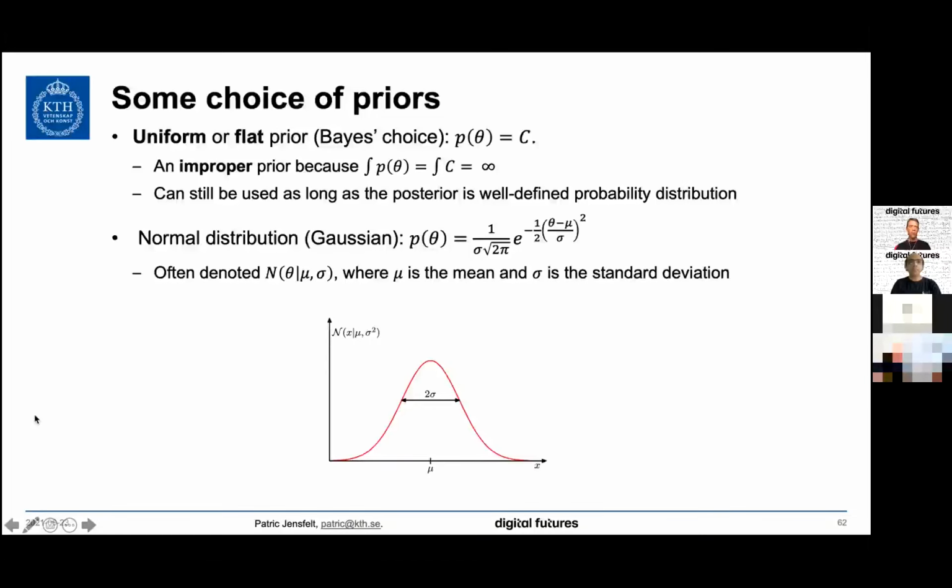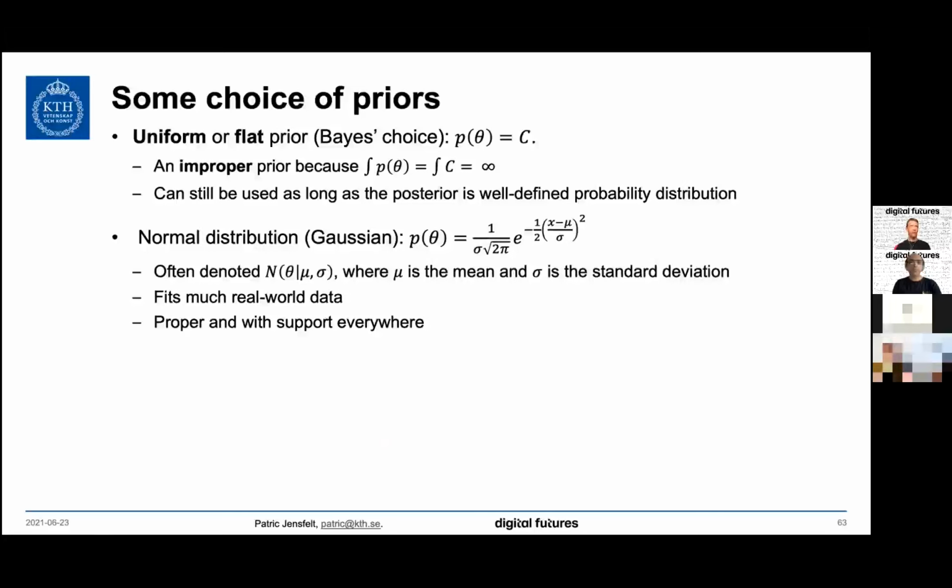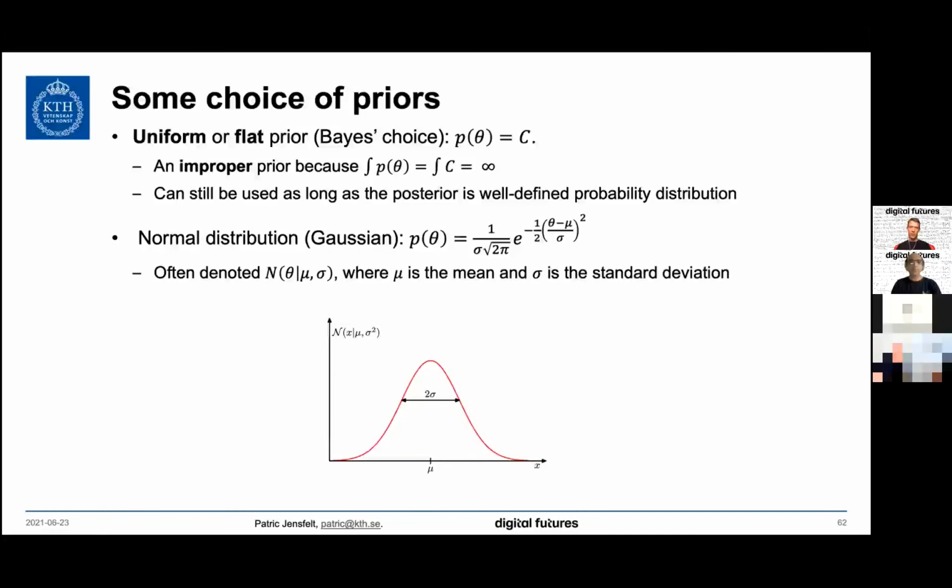Another option, a very common one, is to use a Gaussian defined by the mean and the standard deviation. The mean would say where the peak is, and the standard deviation says something about the width. And this is something that fits a lot of the real world data. It's proper and it gives support everywhere, even if support everywhere means that it's non-zero everywhere. It drops very quickly to zero, but it's not zero.